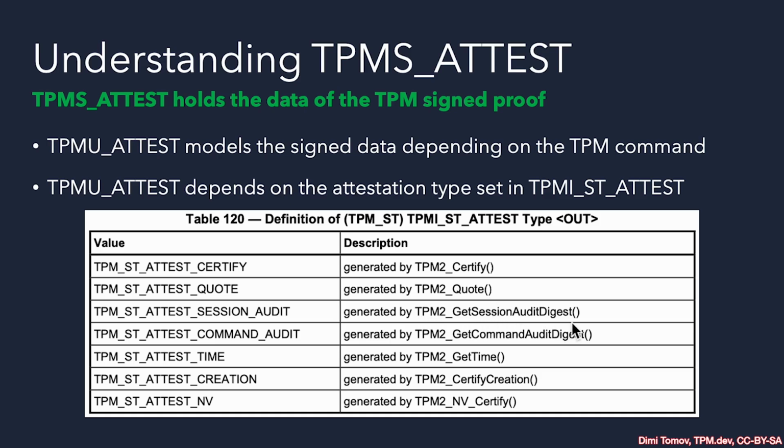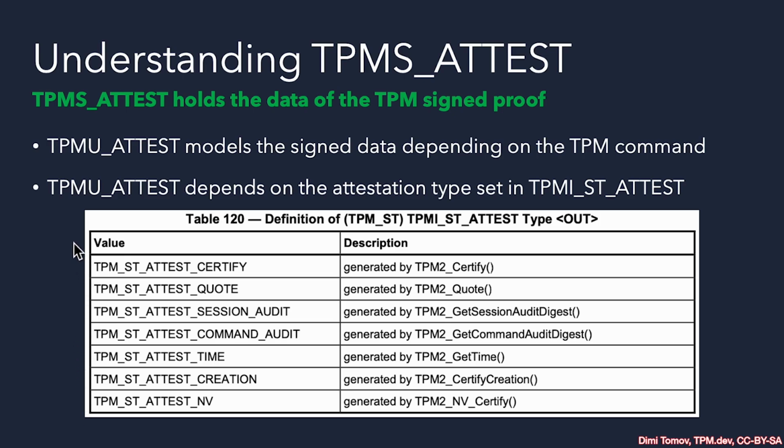Additionally, GetSessionAuditDigest and GetCommandAuditDigest, which are relevant to audit sessions that we covered briefly in TC1101 and also in TC1102. GetTime, which we mentioned in the previous lecture as a time attestation, very useful for monitoring, especially of networking. And then we have also CertifyCreation, which is an additional method of key attestation that we can perform. And last but not least, TPM2_NV_Certify, which can help us prove the origin of data in the NVRAM of the TPM.